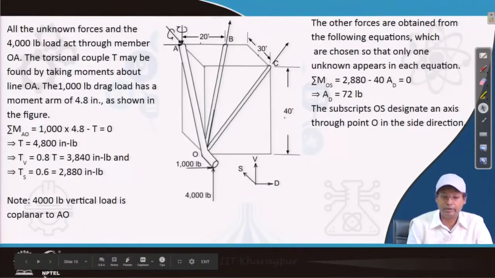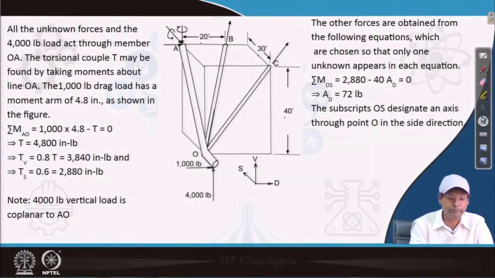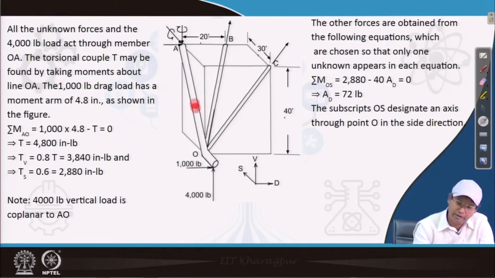In the next slide, what we have is all the unknown forces, and the 4000 pound load acts through member OA. The torsional couple T may be found by taking moment about line OA. If we consider a moment about this line, then the components of the forces at A get cancelled because it is on that line. So, we do not need to consider that. B is also crossing that line, so there would not be any component from B. C also, there would not be any component. Only the component will remain from this.